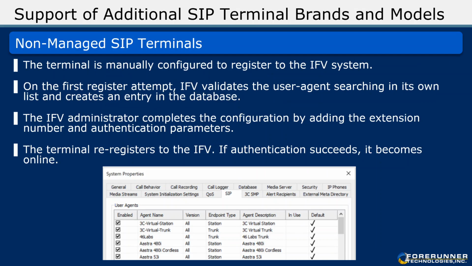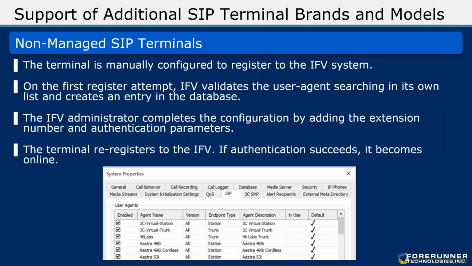The second way to connect terminals to Inform Voice is through non-managed SIP terminals, which means we generally need to access the terminal's web browser and configure in the local configuration of the terminal the SIP register address, which is our Inform Voice address. At this point, the terminal will attempt to register.